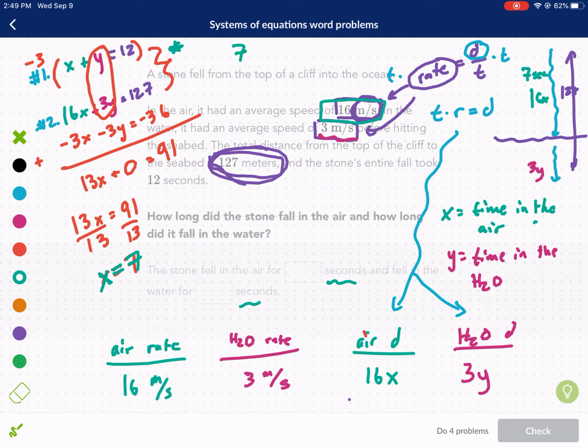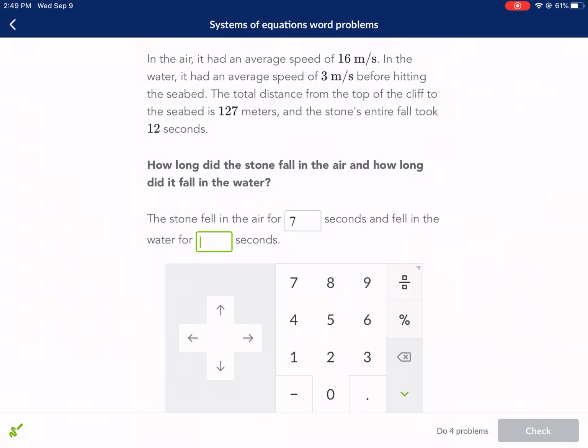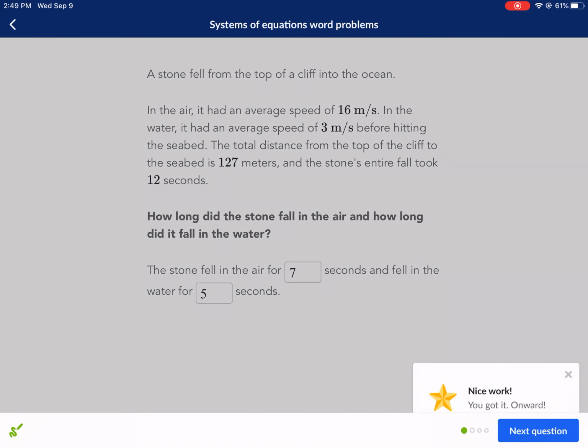So I know that 7 plus y equals 12. Well, obviously it's going to be 5. We subtract 7 from both sides, minus 7, and we get y equals 5. So it fell in the water for 5 seconds. So we're going to go ahead and write that in. Fell in the air for 7 seconds. Fell in the water for 5 seconds. Check it out. There we go.